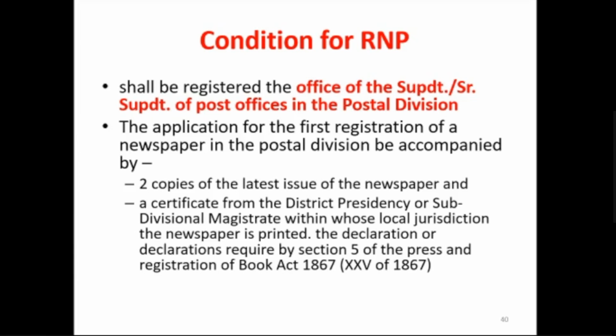So the application of the first registration should be accompanied by at least 2 latest copies of newspapers and also a certificate from the district magistrate or sub-divisional magistrate in the local area. So the declaration should be there as per the Press and Registration of Books Act 1867. These things have to be given when they wish to register for the first time.